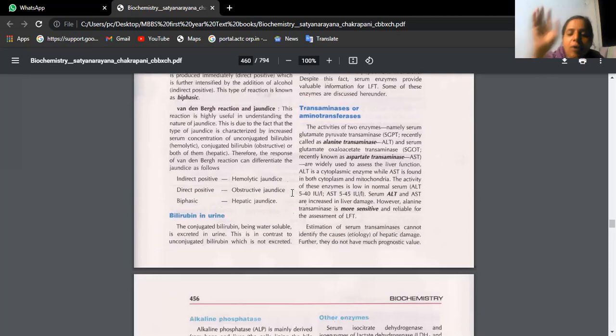In the second step, we have direct positive, obstructive jaundice. I told you it is all conjugated bilirubin only. That means you take patient serum and put Vandenberg's reagent, and you will see full purple color. So this is direct positive.